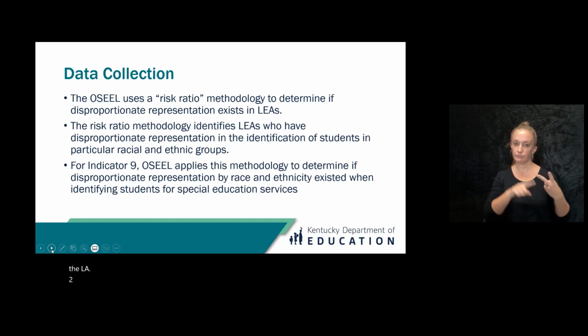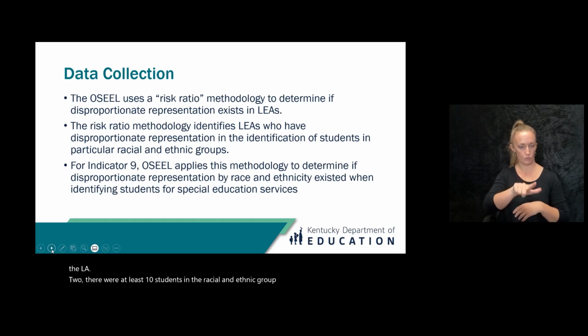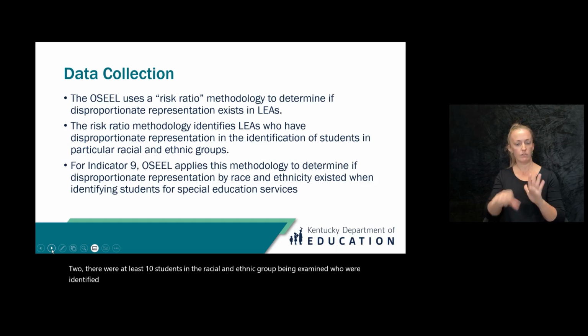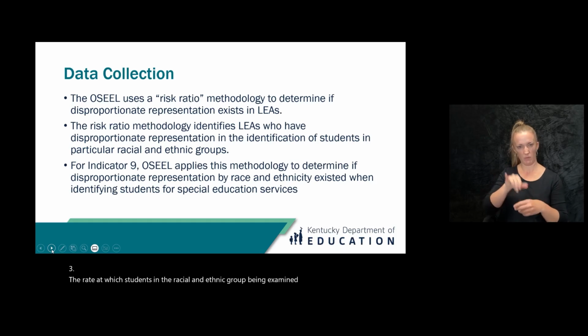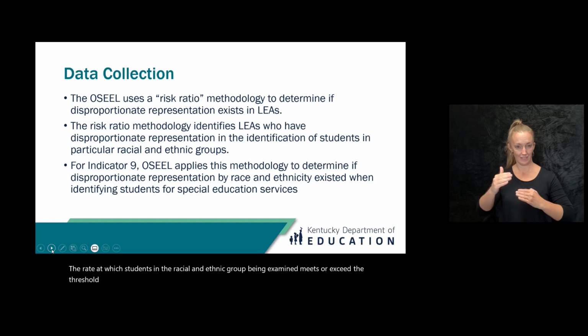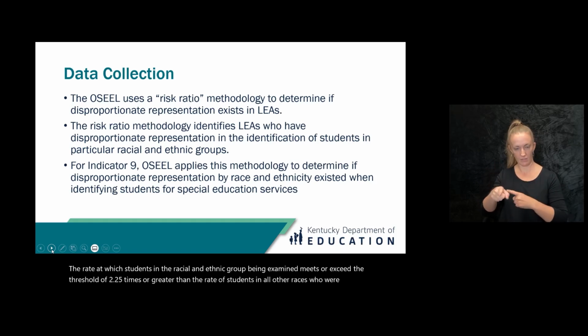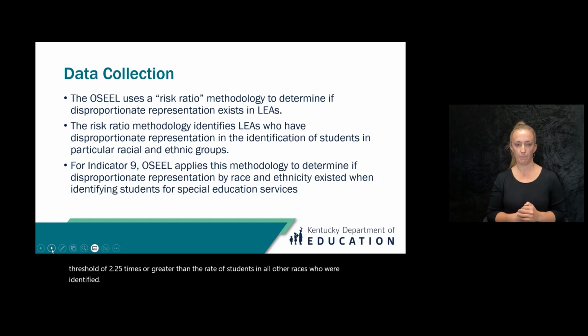2. There were at least 10 students in the racial and ethnic group being examined who were identified as eligible for special education services. 3. The rate at which students in the racial and ethnic group being examined meet or exceed the threshold of 2.25 times or greater than the rate of students in all other races who are identified.